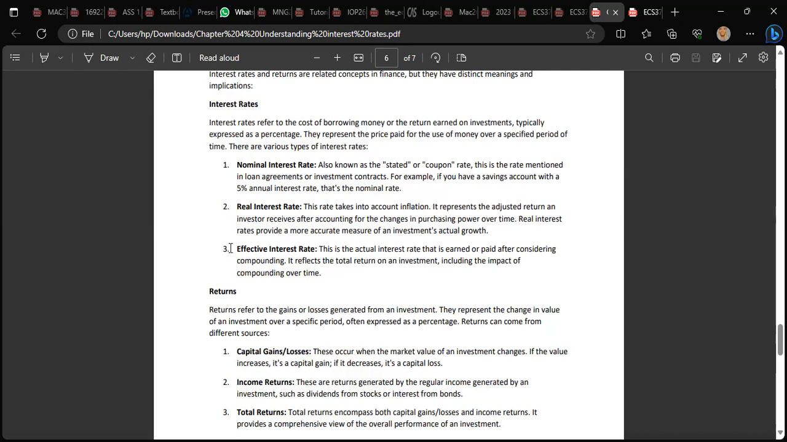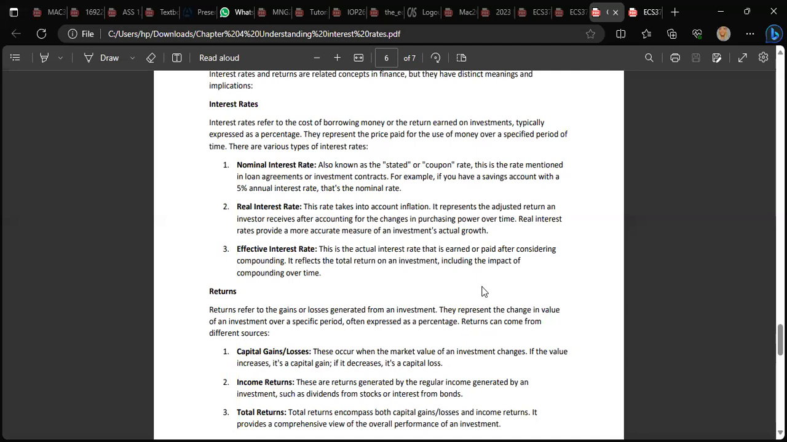Right? So you will have 3 types. One is the nominal interest rate, which we spoke about, and then the real interest rate, again, after adjusting the nominal interest rate for inflation. And then the effective interest rate. Now, this is the actual interest rate that is earned or paid after considering compounding, right? So it reflects the total return on an investment, including the impact of compounding over time. That's the effective interest rate.